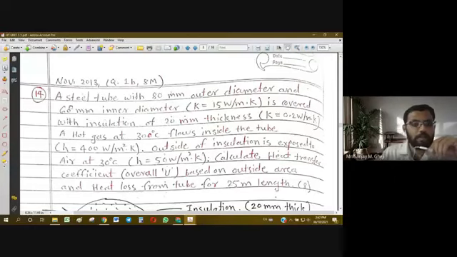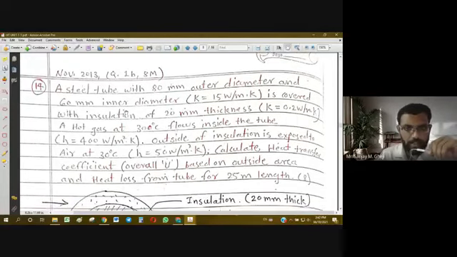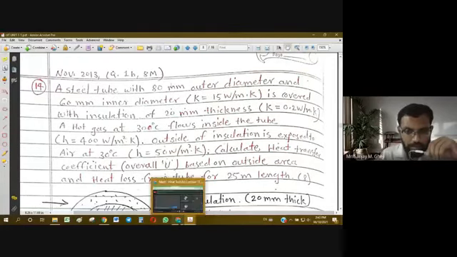The problem statement goes like this. Just a minute. I hope you are able to see the screen and also read it properly.